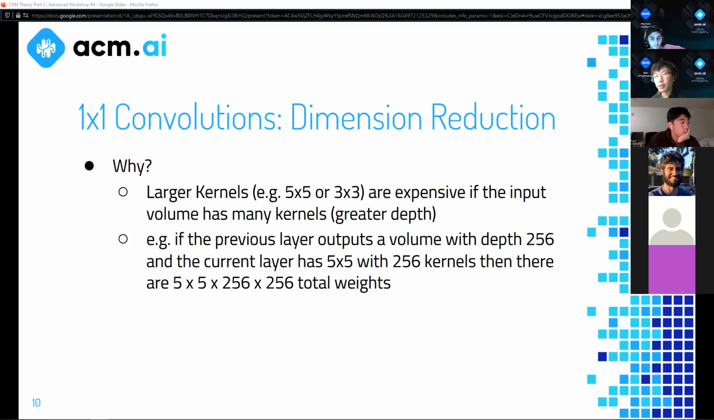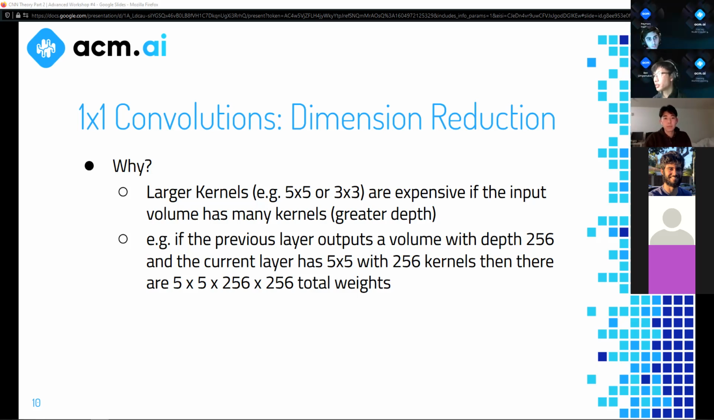The problem is with large kernels, which were introduced by Inception, right? We have a lot of parallel layers with different size kernels, and larger kernels like 3x3 and 5x5 are expensive if you have an input volume with a very large depth. In the diagram from the previous workshop, we saw that a filter is not only 5x5, but 5x5 by the depth of the input, right? So that's how many weights it has to train for that specific filter.